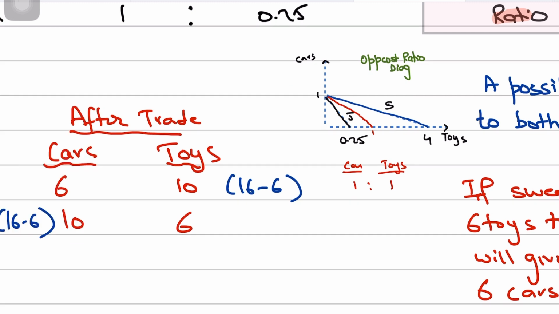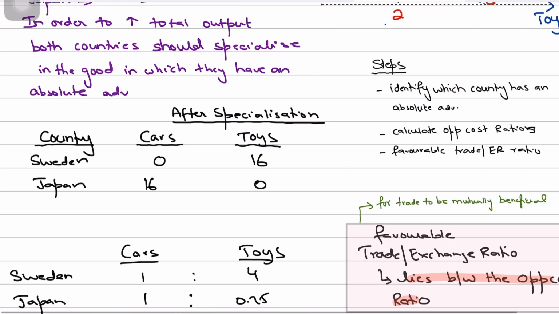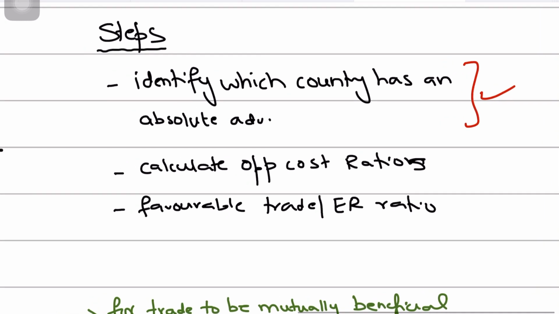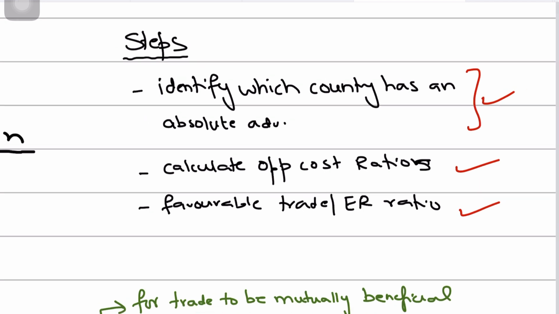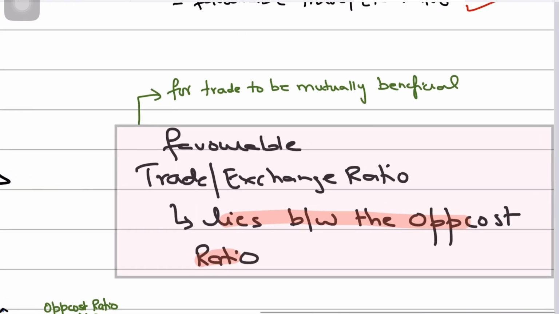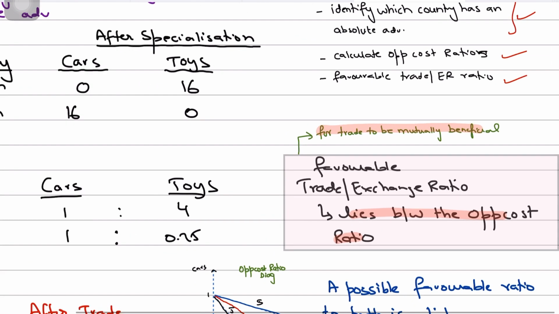Now, moving forward, I've written these 3 steps. The first step is to identify which country has an absolute advantage. We have a tick on this. Number 2, calculate the opportunity cost ratio. We just did that. Then calculate a favorable trade ratio, or the exchange ratio, basically, and we have done that as well. The exchange ratio is 1:1, right? So remember that for trade to be mutually beneficial, the exchange ratio should lie between the opportunity cost ratios.